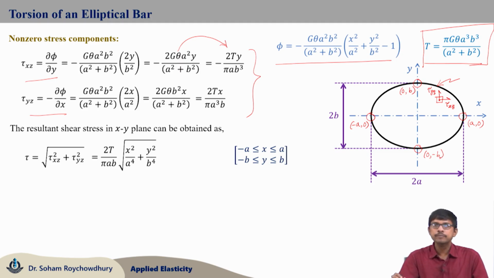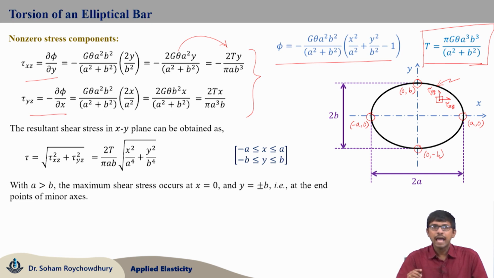Now, if you check the value of tau at all these 4 points and compare them, as a is greater than b, we can clearly see that maximum shear stress is going to occur at x equals to 0, y equals to plus minus b, that is at this point and at this point. These are the points corresponding to the maximum shear stress. At the end points of the minor axis, we are going to get the maximum shear stress.